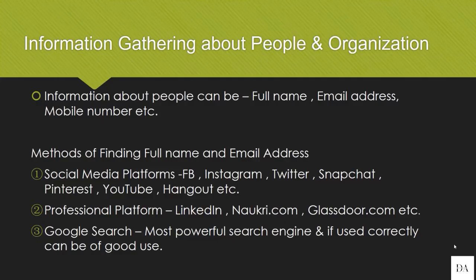Now in this tutorial we will talk about how to gather information about people and organization. Information about people can be their full name, their email address, their residential address, their mobile phone number, etc. So what are the methods of finding full name and email address? There are three methods via which you can find the full name and email address of the target person. First one is social media platforms. Via Facebook, Instagram, Twitter, Snapchat, Pinterest, YouTube, Hangouts, and many more, you will be able to find out the full name or the email address of that person.